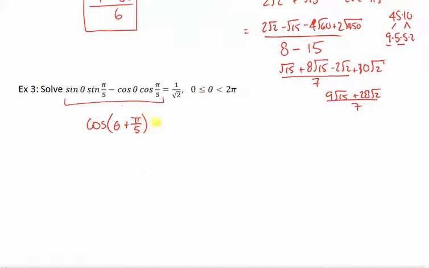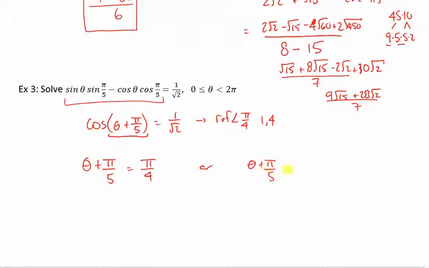So I'm going to rewrite the entire left side with that expression, cos of theta plus pi by 5, equals 1 over root 2. The 1 over root 2 for cosine has a reference angle of pi by 4 in quadrants 1 and 4. Theta plus pi by 5 is my angle. So theta plus pi by 5 needs to equal pi by 4, or theta plus pi by 5 equals 7 pi by 4. And now I solve for theta.